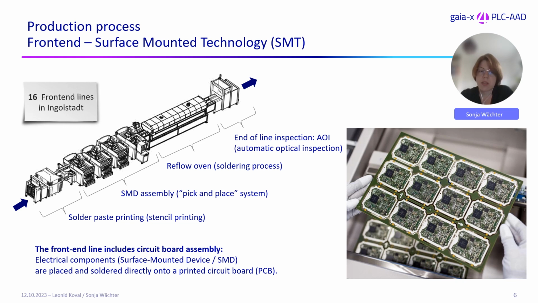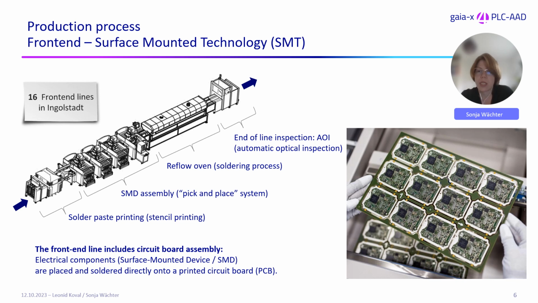In this production step, a circuit panel made up of 2 to 10 circuit boards is printed with solder paste. That's the first step, the solder paste printing. To do this, a stencil is placed over the panel, and the solder paste is only applied to the recesses where the components are later assembled.